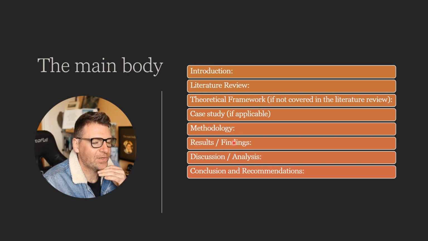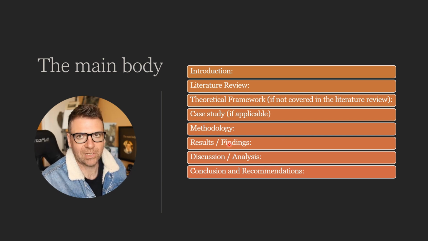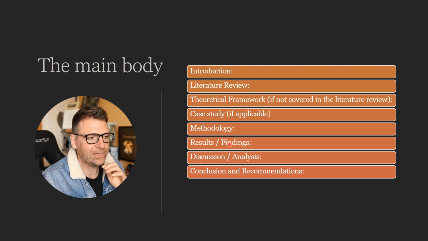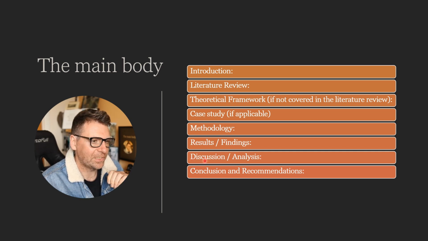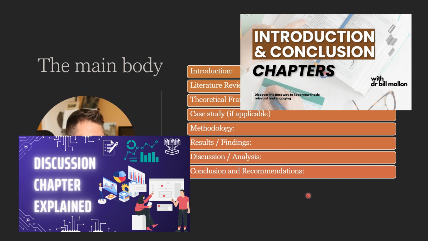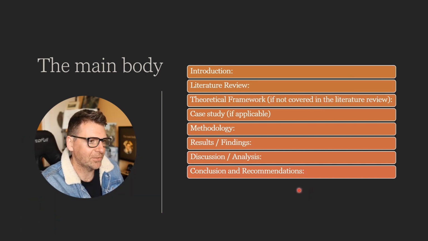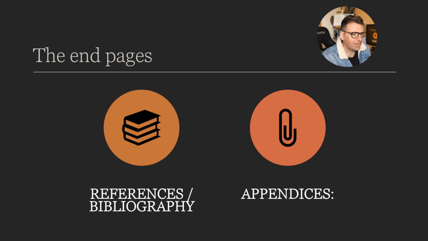Your results findings chapter is basically just the raw data. I have videos on all of this, on what a results chapter should look like, what a findings chapter should look like. I've also a video on conclusion analysis, and I've also a video on conclusion and recommendations. So I'm not going to go into too much detail here on those. The goal of this video is basically just to show you that this is sort of the order they come in, okay?